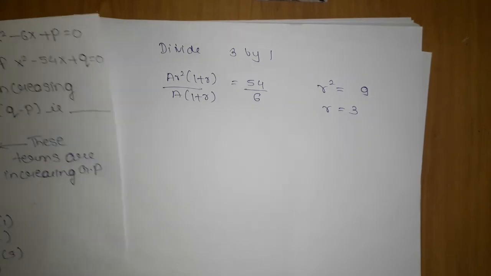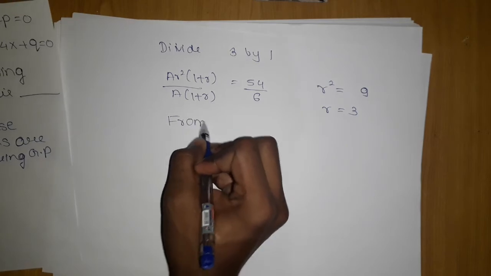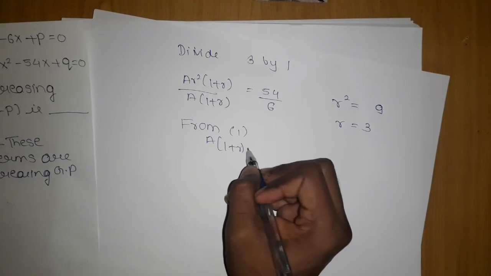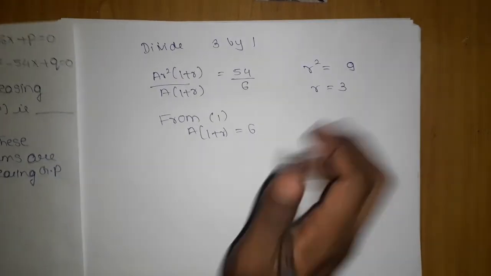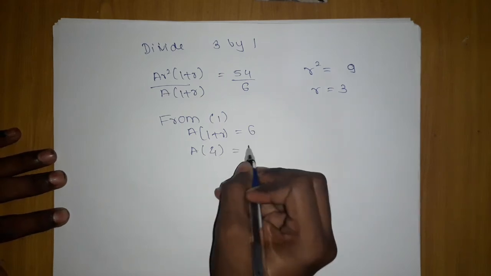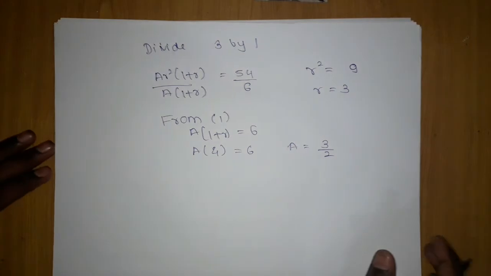From this we got r, so we can find a easily using equation 1. From 1, a into 1 plus r should be equal to 6. If I put the r value, a into 4 should be equal to 6. So we are getting a is equal to 3 by 2. We got the a value also.